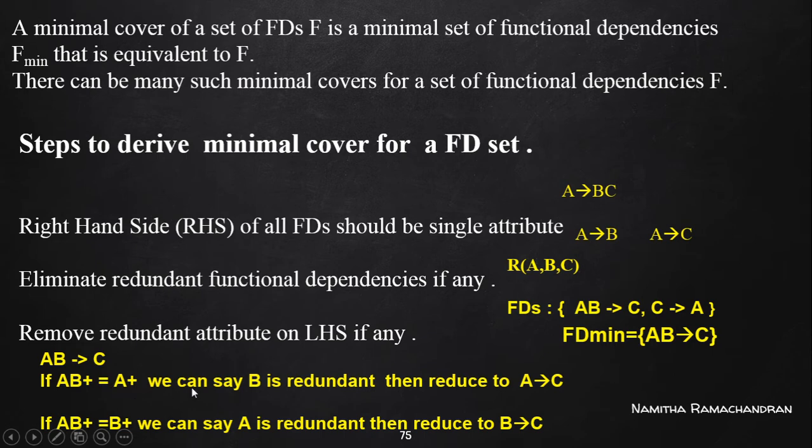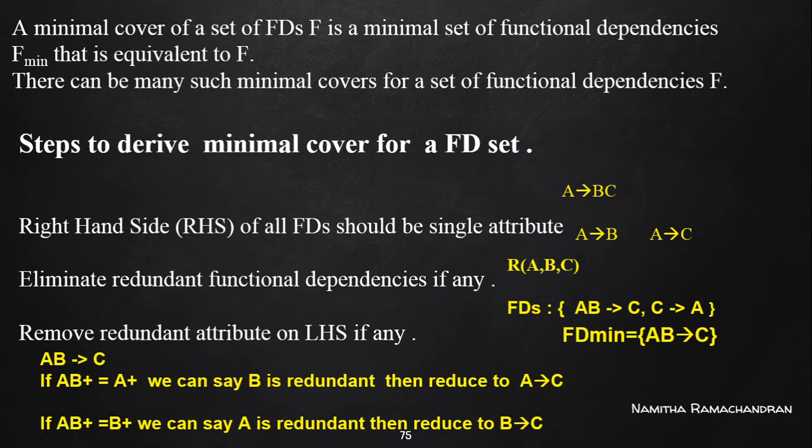From this it is clear that without using the B attribute value, we can identify all the attribute values that this AB can. AB closure becomes equal to A closure. This indicates that B is redundant here, because without using the B value, A alone can perform all the activities that this AB can perform. So from this it is clear that B is redundant. So in that case we can reduce this AB implies C to A implies C.